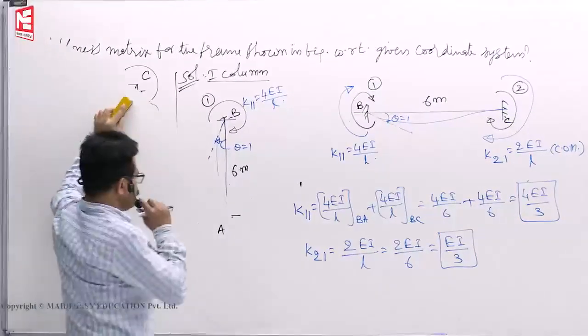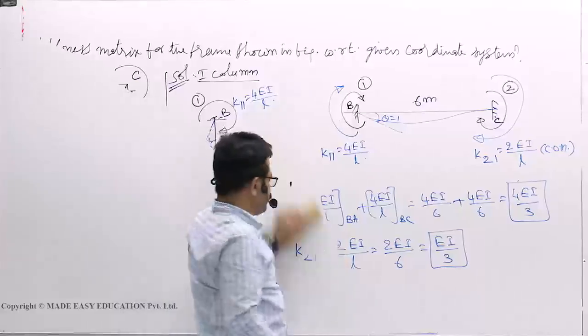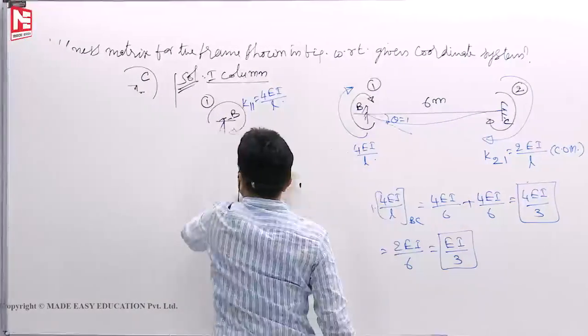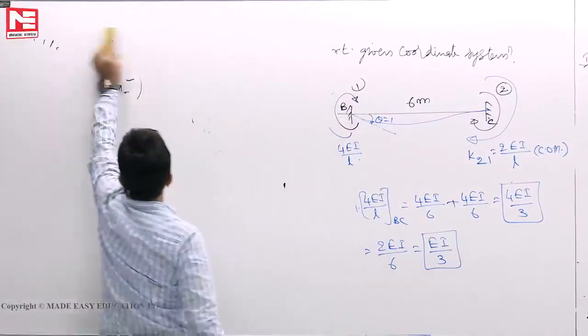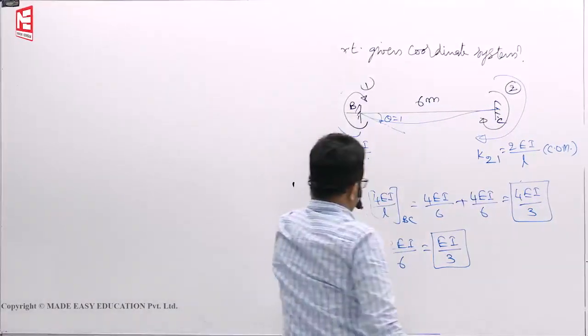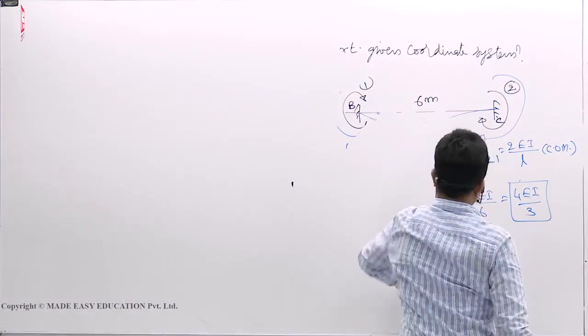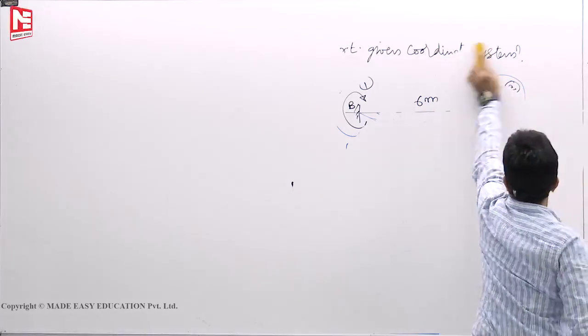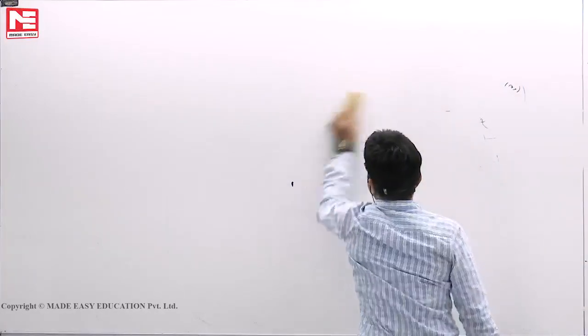Next we will see a simple 3 by 3 matrix, how it can be built within less time itself, because we are not writing what the meaning of K11 is, etc. The stories are gone.